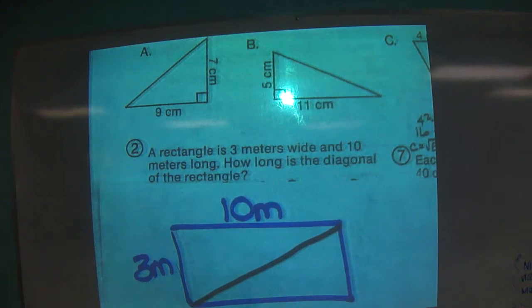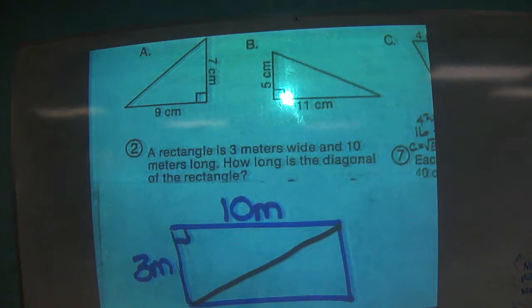So, what sides do we have? A and B. So we're going to do 3 squared plus 10 squared equals C squared. So 9 plus 100 equals C squared. 109 equals C squared.